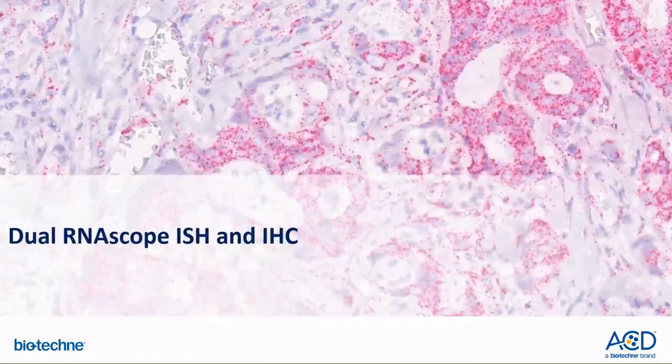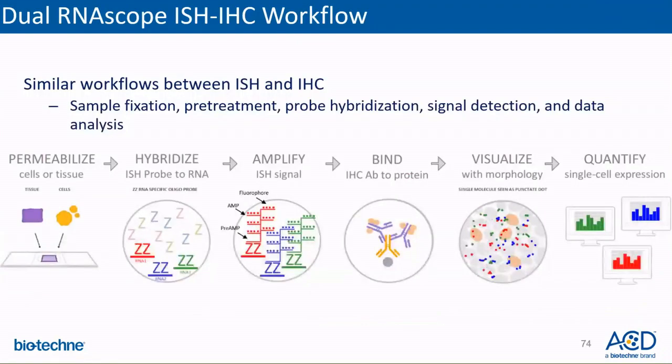One of the most asked questions is, can we combine RNAscope ISH with immunohistochemistry or immunofluorescence? The answer to this is yes, you most certainly can. Both ISH and ISC procedures have similar workflows as shown here. Both require sample fixation, some kind of pretreatment to unmask your RNA or protein, and subsequent detection.